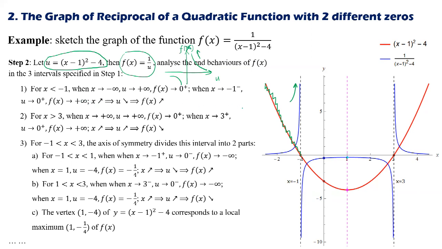So that means the reciprocal of the quadratic function in the interval negative infinity to minus 1 will have a shape like this. As x increases, u decreases, and as u decreases, f(x) increases. So in summary, as x increases, f(x) increases, so it will have a shape like this. This is an increasing interval. Understand?